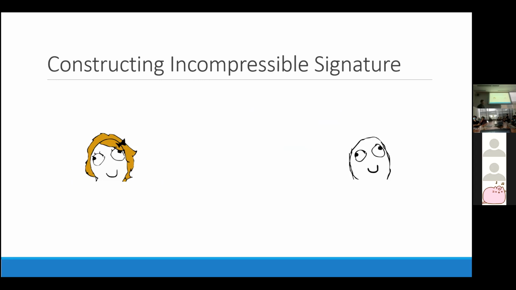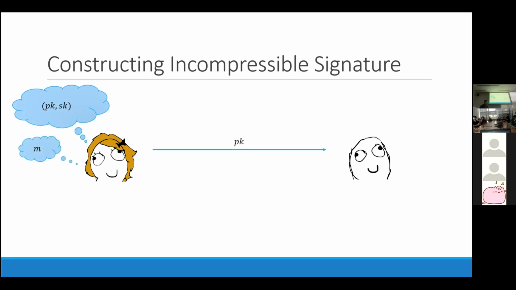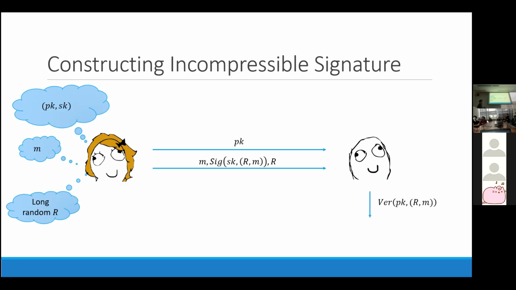To construct the incompressible signature, when you're signing a message, you first of all sample your key pair, public key and secret key, and send the public key over to Bob. When you're signing a message M, you sample another long randomness R. You combine this long random R together with your message, and you sign the randomness concatenated with the message M. That's going to be your signature. You send over the original message together with the long randomness R. To verify, you concatenate the long randomness R together with the message, and then you do the verification.